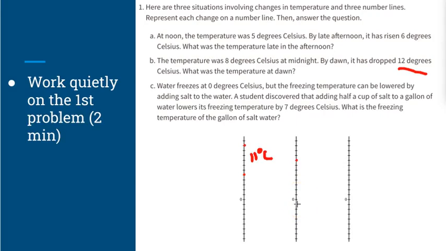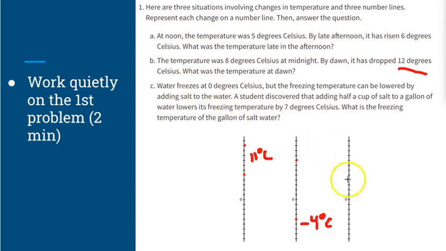And we still need to go a few more, right? So 8, 9, 10, 11, 12. So what's the temperature here? Well, you can see we are 4 places less than 0. So we're at a negative 4 degrees Celsius.